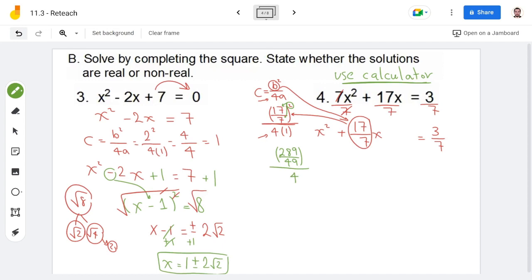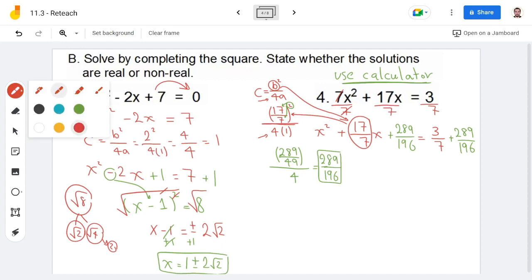Now this answer is divided by 4, so the final answer after you simplify this is 289 over 196. Okay, so now the answer is this one. Now let's add this part for both sides. So here it will be plus 289 over 196, and here plus 289 over 196.